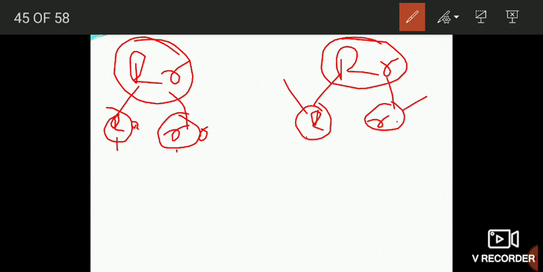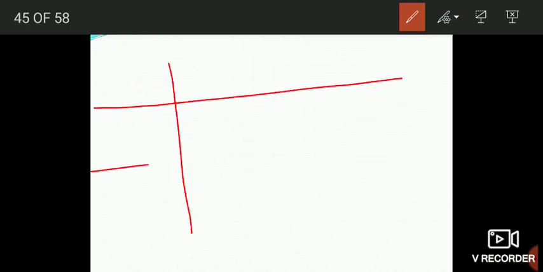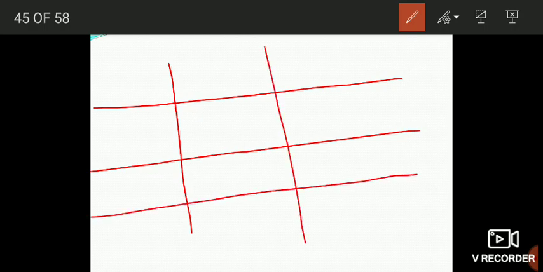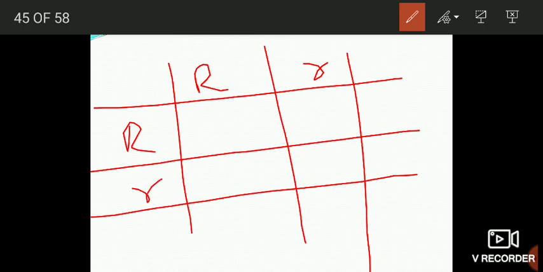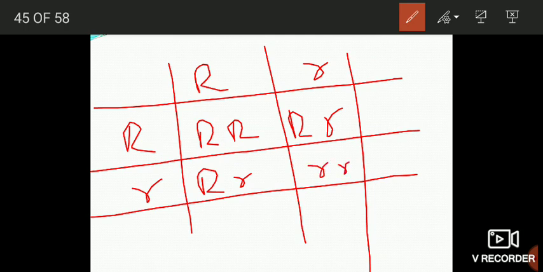Now these gametes will fuse randomly. They will fuse randomly here. This is capital R, small r. This is capital R, small r. This will result in the formation of RR, Rr, Rr, and rr. In the F2 generation, we have the phenotypic ratio of 3:1.